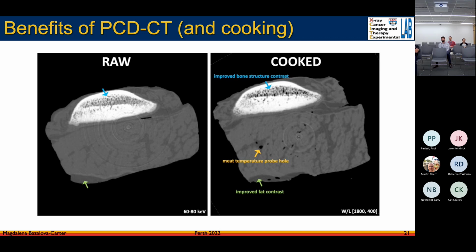So it was actually a really interesting study, because if you think about it, you get improved contrast for fat and bone. So I just wonder what kind of implications this would have for patient imaging. I'm just kidding. We don't want to cook our patients to improve image quality, but it was fun.